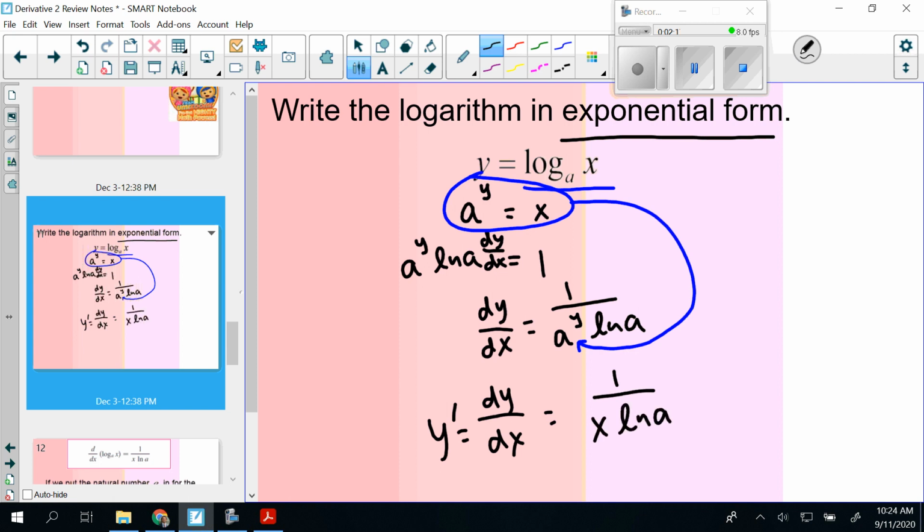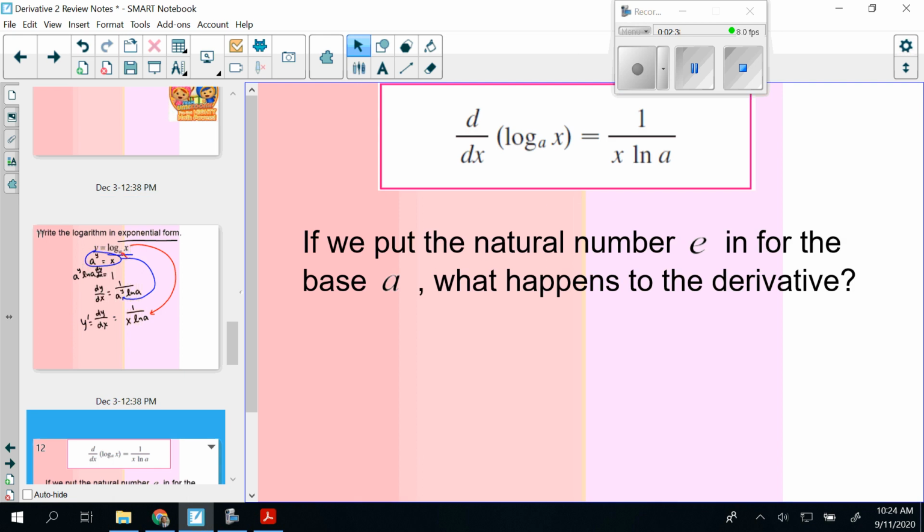So if you're doing a log, in this case the derivative here is going to be this. To do the derivative of any type of log, it's 1 over whatever you're taking the log of times the natural log of whatever this base number might be. So just kind of putting that out there again. Derivative of any log base a of x is 1 over whatever you're taking that log of times natural log of a.